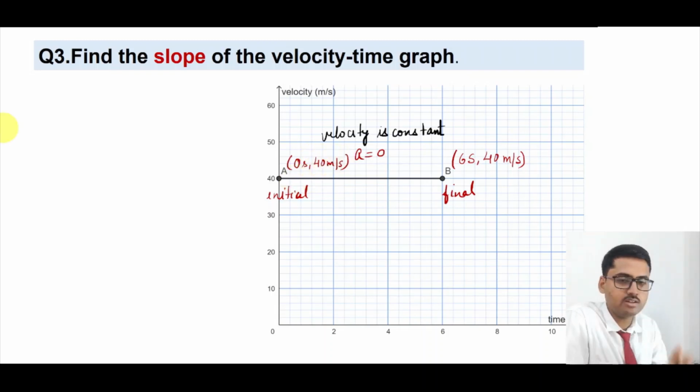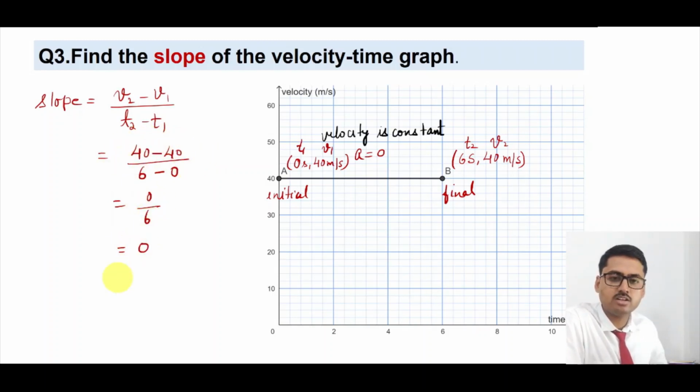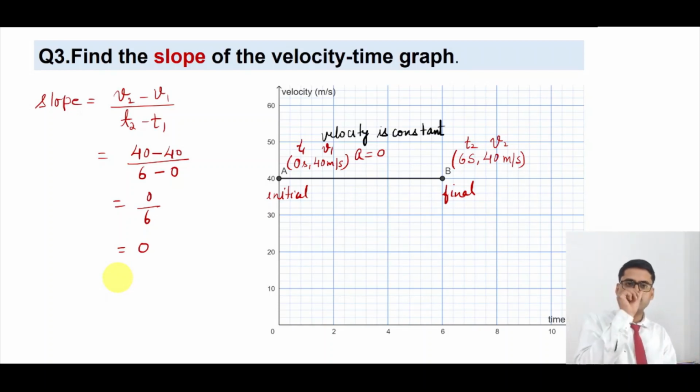And now let's apply the formula over here. Slope is equal to (V2 minus V1) divided by (T2 minus T1). So this is our V2, this is our V1, this is our T2, this is our T1. Let us subtract and get the answer. This is (40 minus 40) by (6 minus 0). You can see the numerator gets cancelled out. So this is 0 by 6 and hence acceleration is 0. The object has got 0 acceleration. So this is a simple answer for a velocity time graph.